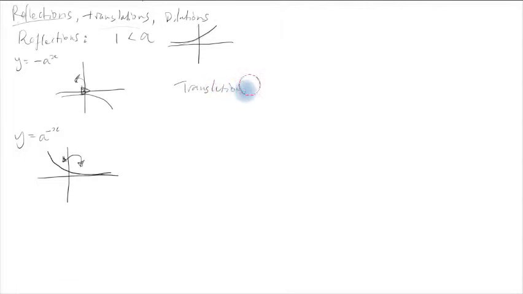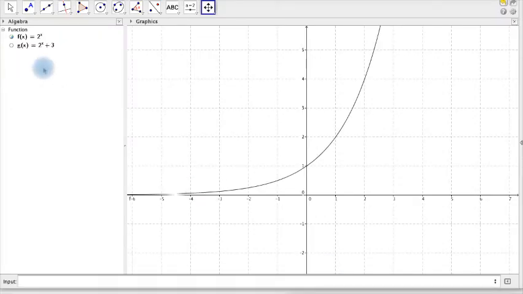Translations. Okay, so here we could have y equals a to the power x plus h, and this is going to shift it upwards h units, and it's going to shift the asymptote. So let's have a look at, here we go, here's our trusty 2 to the power x graph, and next we've got 2 to the power x plus 3.